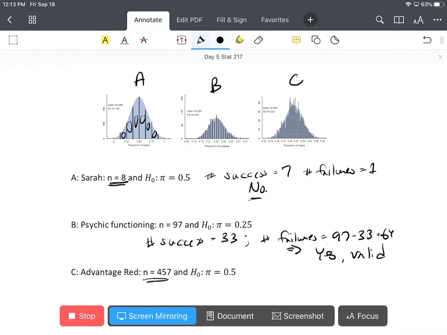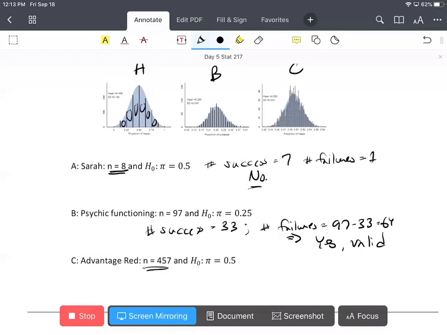B would be hard to do on your own. And I should have given you a little more information before I asked you to do that on your own. I apologize. I should have told you at least that the number of successes was 33. Okay, so the number of heads was 33. So then we know the number of failures was 64, because that's the sample size of 97 minus 33. So are they both greater than 10? Yes, so we can use the normal approximation for that.